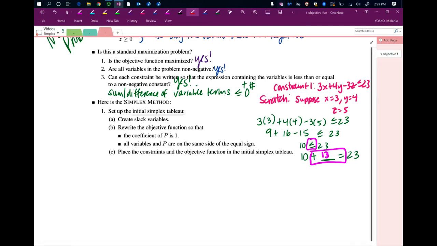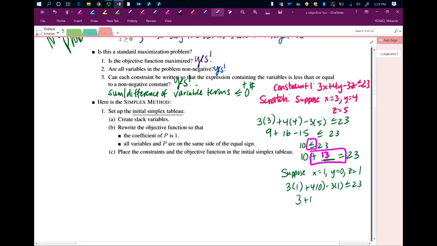For example, let's just do another one. What if I chose, suppose x is 1, y is 0, and z is 1. I just pull these out of the air. So 3 times 1 plus 4 times 0 minus 3 times 1 is less than or equal to 23. All I've done is plug in x is 1, y is 0, z is 1. Well, if you do that, what do we get?